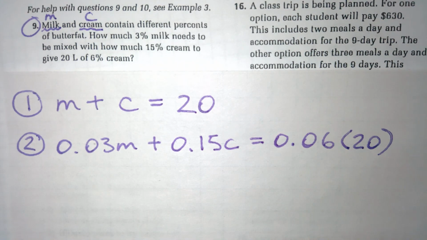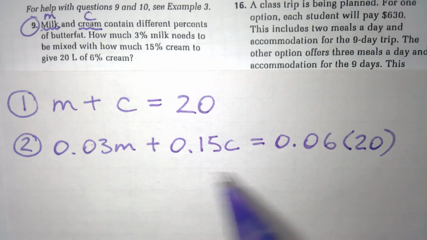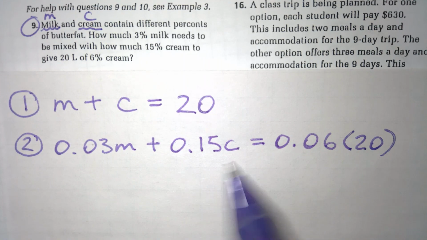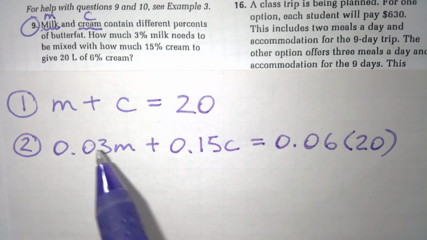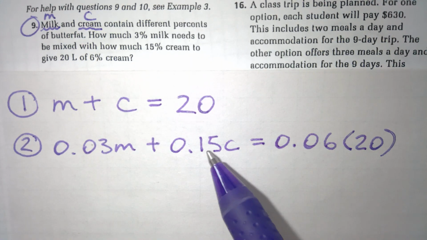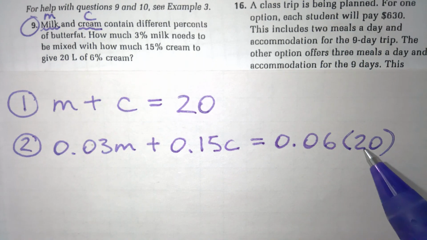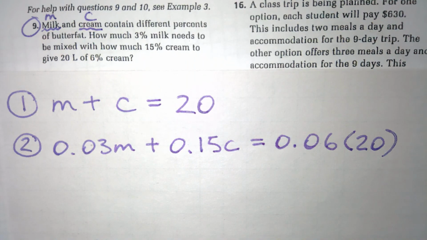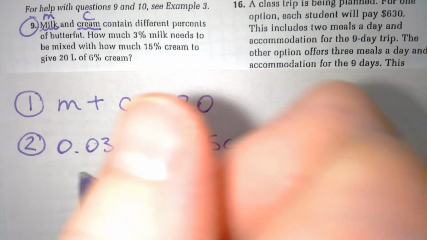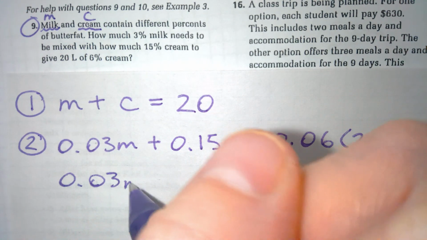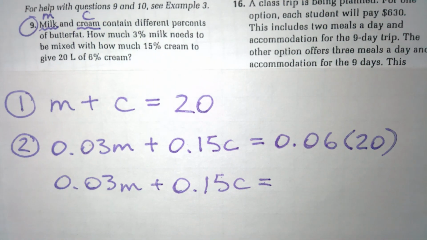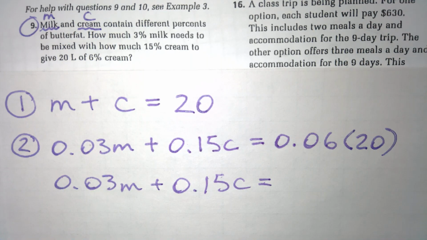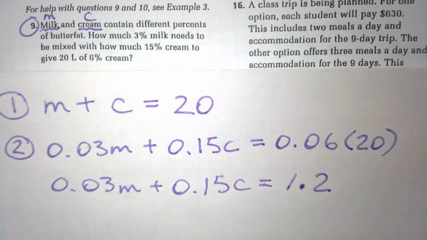Okay. So this is the tricky part to this question. You're making an equation, so the left side should have the same setup as the right side because it's equal. So percent times the milk, percent times the cream, percent times the total. Okay. So then from here, 0.03 M plus 0.15 C equals, when you multiply that together, you can do decimals, 1.2.